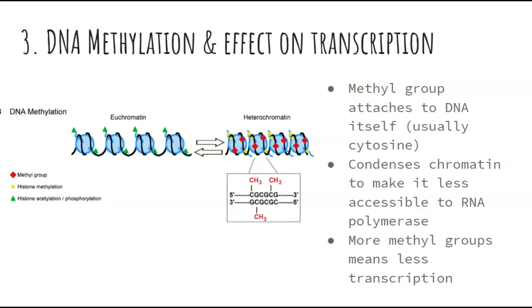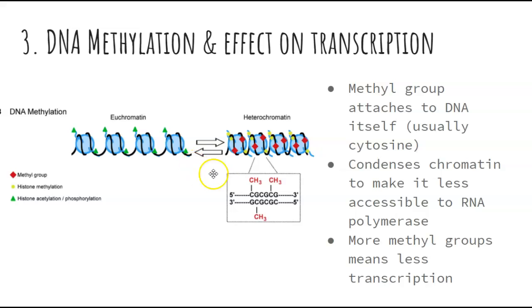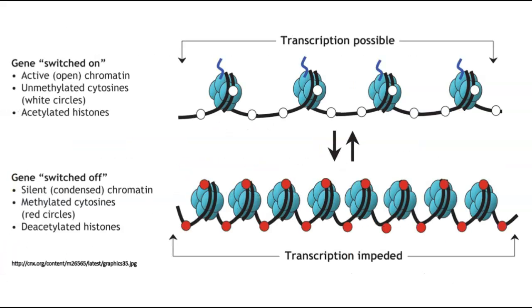And so more methyl groups means less transcription and translation. So this would turn things more off, whereas this one turned things on. We're going to have lots of action with RNA polymerase and transcription and then translation. And here we're going to have little to none because it's just too tightly packed together. Okay, here's another good diagram just to show you.